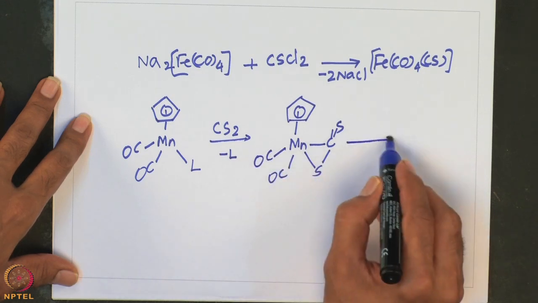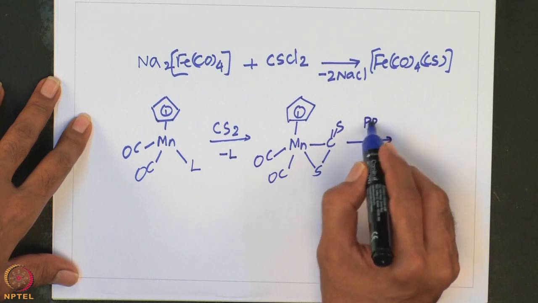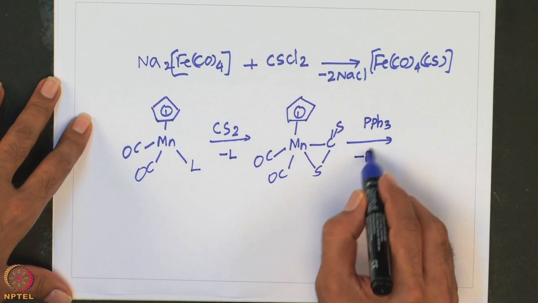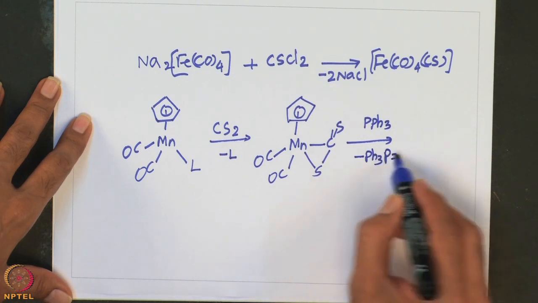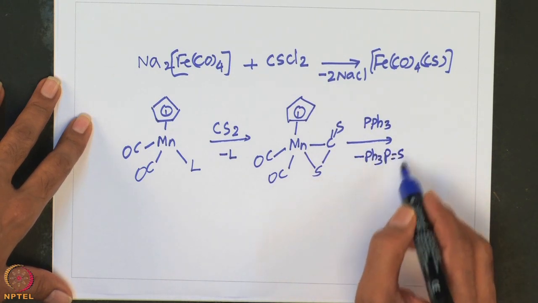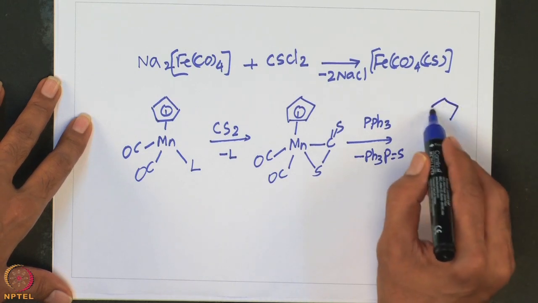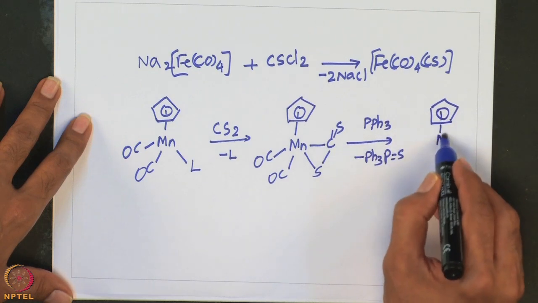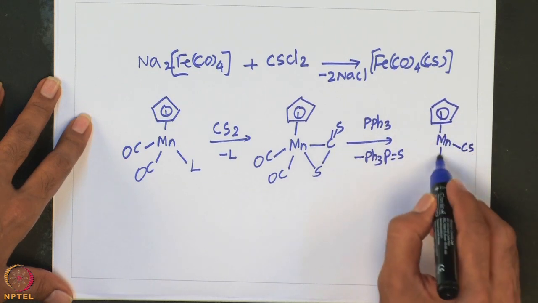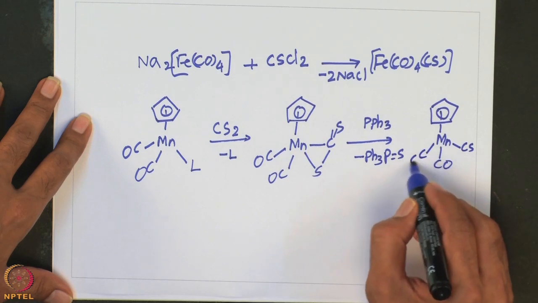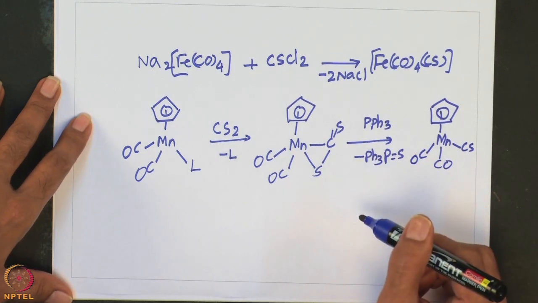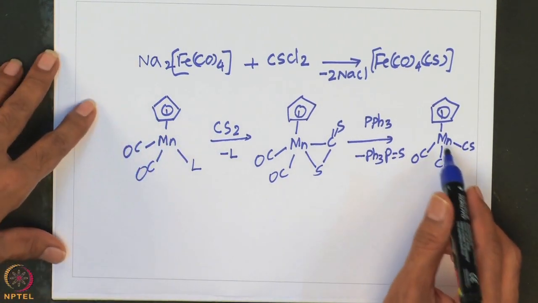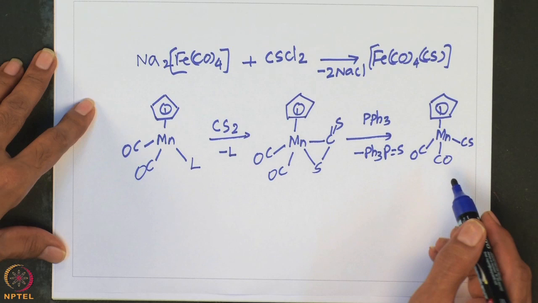At this stage, if you add triphenylphosphine, it will abstract sulfur and form triphenylphosphine sulfide, and it leads to the formation of a thiocarbonyl complex. So, this is another way of generating CS in situ and utilizing it in the formation of a thiocarbonyl metal complex.